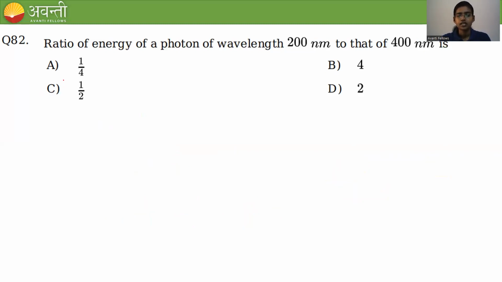Then coming to the 82nd question. 82 says the ratio of the energy of a photon of wavelength 200 nanometer to that of 400 nanometer is? So we have to find out the ratio of energy. So what is energy? The relationship between energy and wavelength is E is equal to hc by lambda, right? So from this relation, it is clear that energy is inversely proportional to the wavelength.